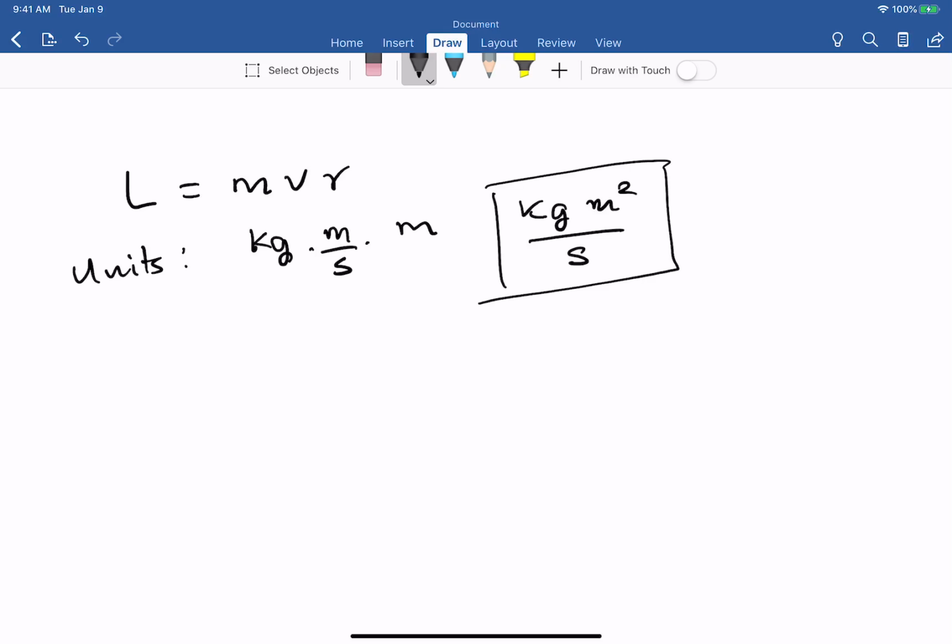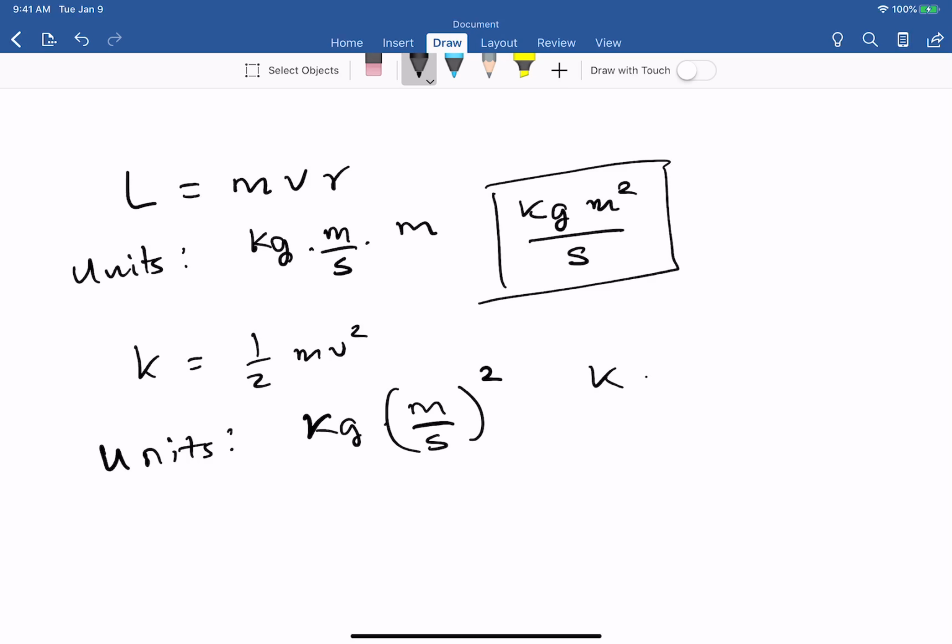All right, what about the units of energy? The formula for kinetic energy is half mv square. So the units of kinetic energy in the SI system would be, half obviously is a number, it doesn't have any units. M is kg and V is meter per second, and that's squared. So it's kg meters square divided by second square. And that is the unit of kinetic energy.